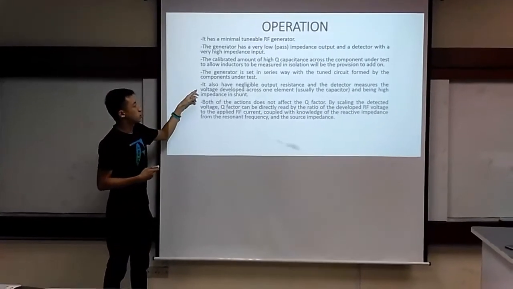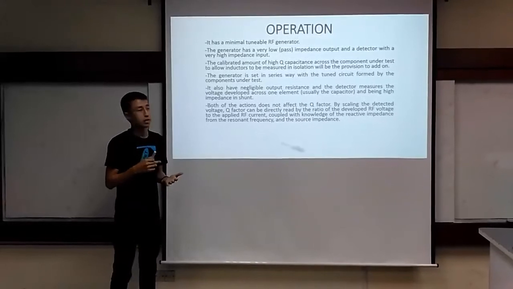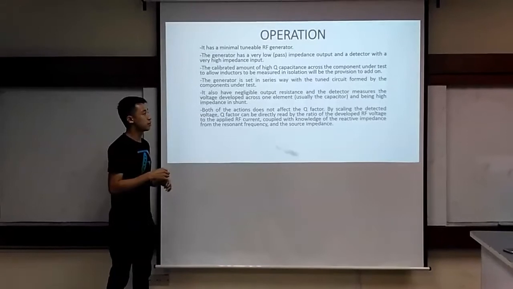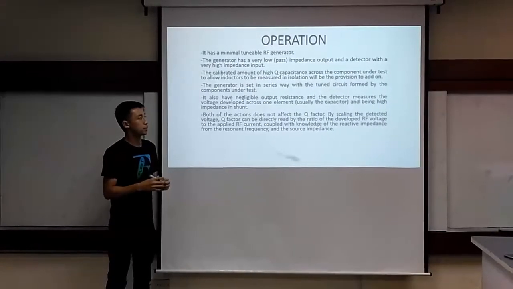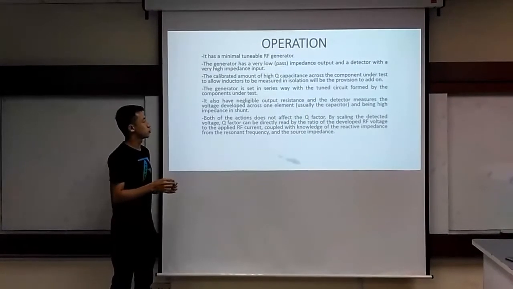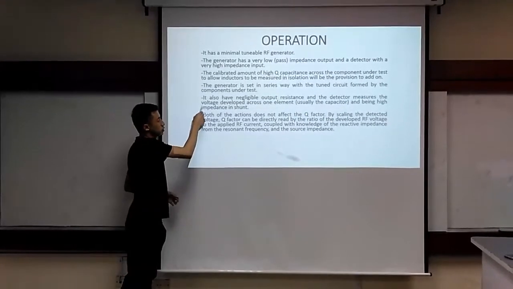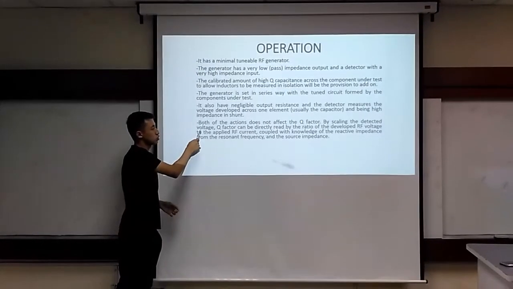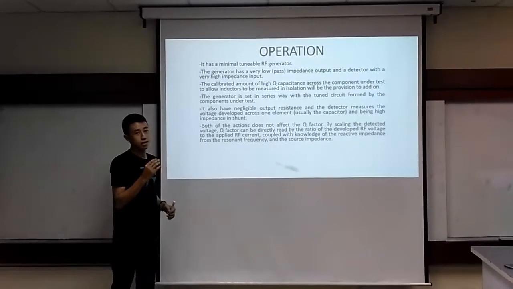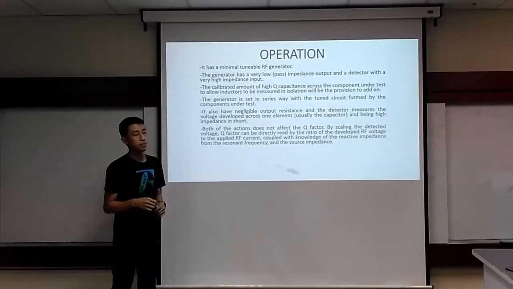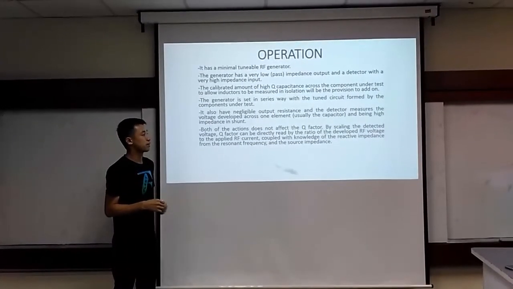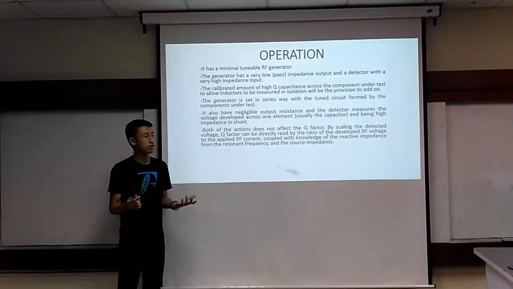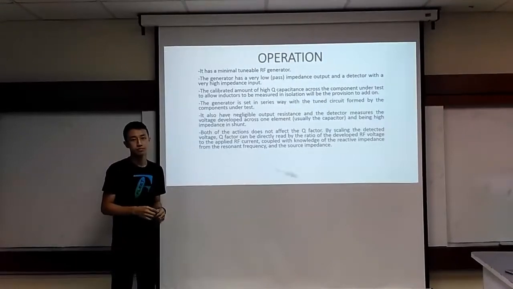The generator also has negligible output resistance, and the detector measures the voltage developed across one element, usually the capacitor, being high impedance. Both of these do not affect the Q factor. So by scaling the detector voltage, the Q factor can be directly read by the ratio of the level RF voltage to the applied RF current. This is coupled with the knowledge of the reactive impedance from the resonant frequency and the source impedance.